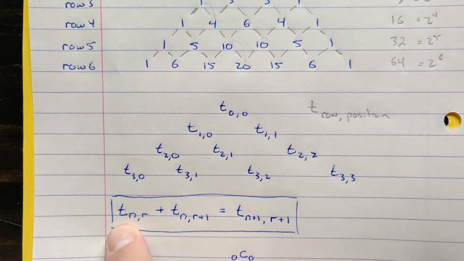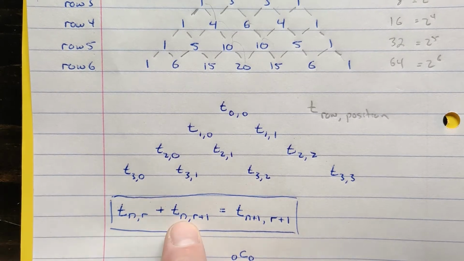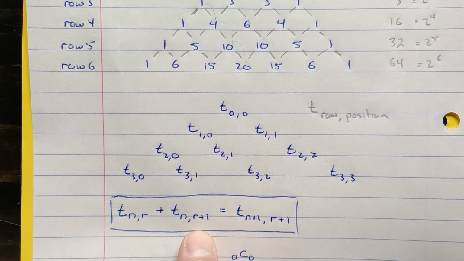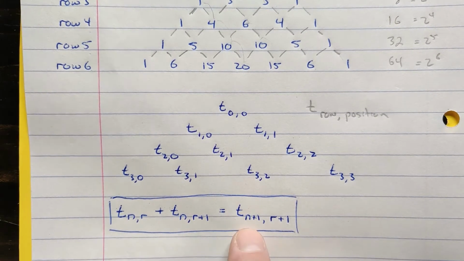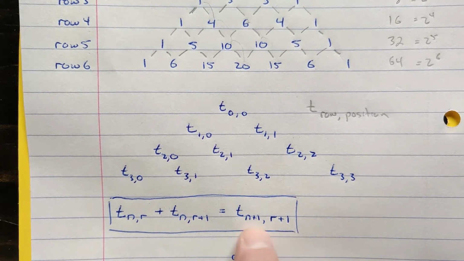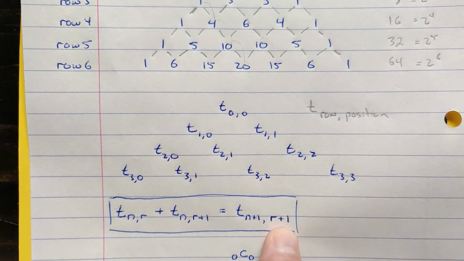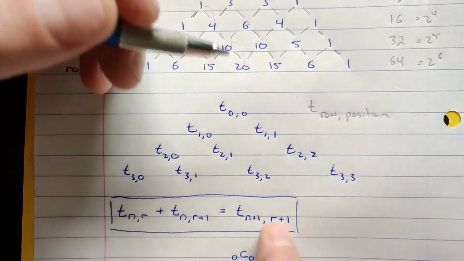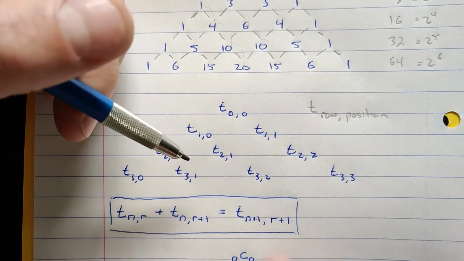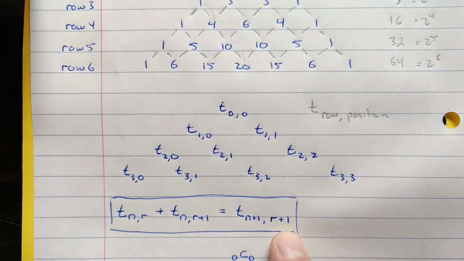So if you add the term in row n, position r, to the term in row n, position r plus 1, you will get the term in row n plus 1, position r plus 1. And n, r is the standard sequence here because it's going to connect with our combinations.